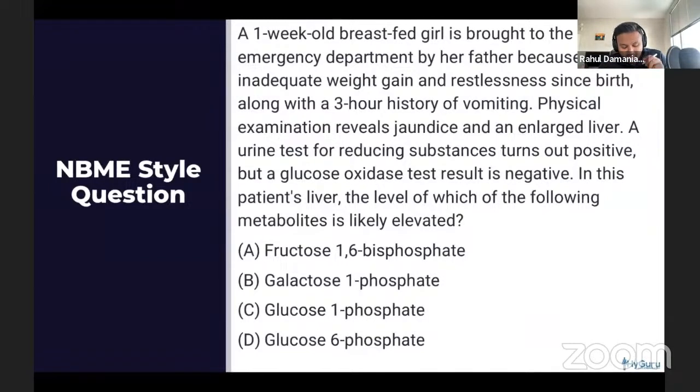In this patient's liver, the level of which of the following metabolites is likely elevated? A 1-week-old breastfed girl is brought to the emergency department by her father because of inadequate weight gain and restlessness since birth, along with a 3-hour history of vomiting. Physical exam reveals jaundice and an enlarged liver. A urine test for reducing substances turns out to be positive, but a glucose oxidase test result is negative. In this patient's liver, the level of which of the following metabolites is likely elevated? Fructose 1,6-bisphosphate, galactose 1-phosphate, glucose 1-phosphate, glucose 6-phosphate. What do you think is the best answer here?